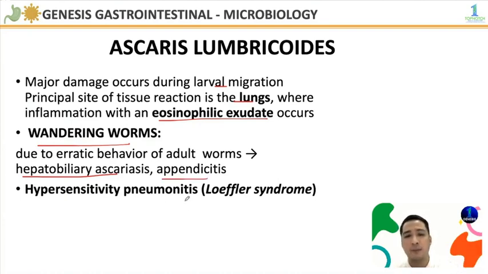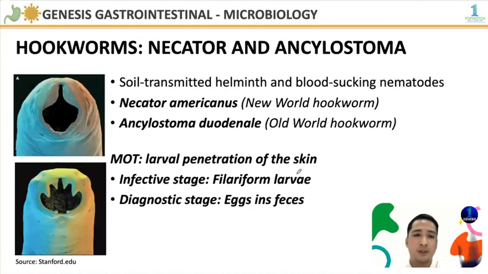Hypersensitivity pneumonitis kapag nasa lungs, no? Loeffler's syndrome. So these are the two most important, the Necator americanus and your Ancylostoma duodenale. So these are the two most important causes of IDA secondary to worm infection. Infective stage for both is your filariform and diagnostic stage is your eggs in the feces.